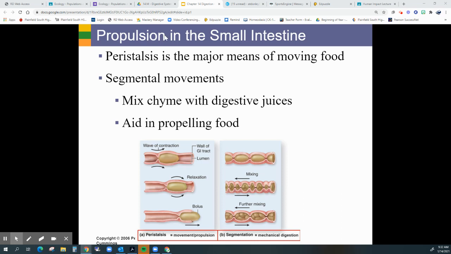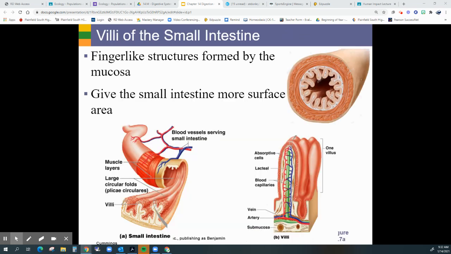All right. Main propulsion in the small intestine is all done by peristalsis, as well as the other movement we talked about, which is segmentation. So just that mixing back and forth of the different particles inside of the small intestine. So it's mixing of the food bolus, which is now chyme, as well as the digestive juices that came out of the stomach. And then it's essentially trying to push this along and continue to absorb stuff until we get it to the large intestine.